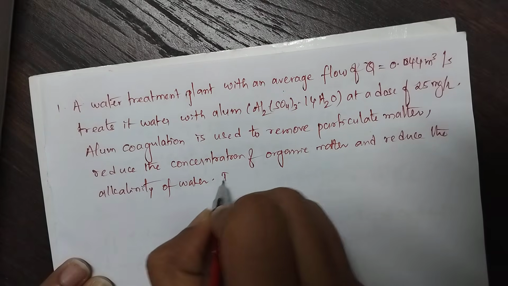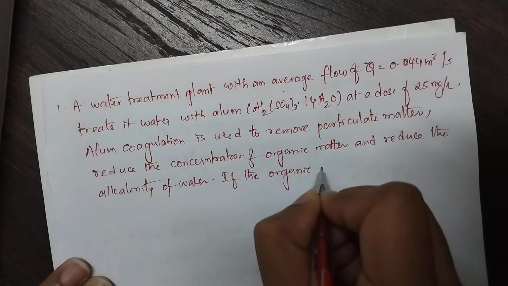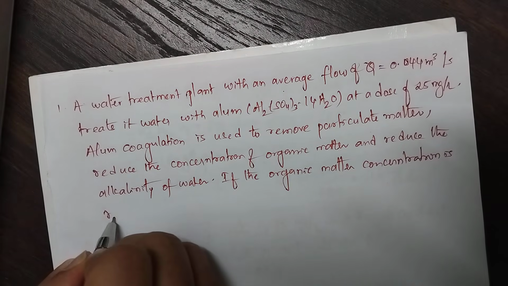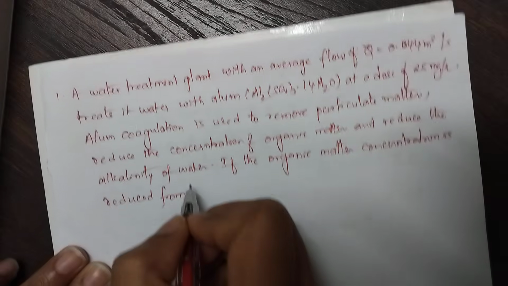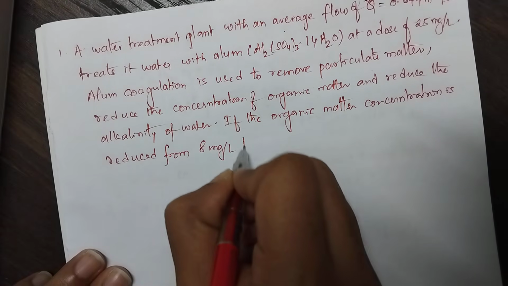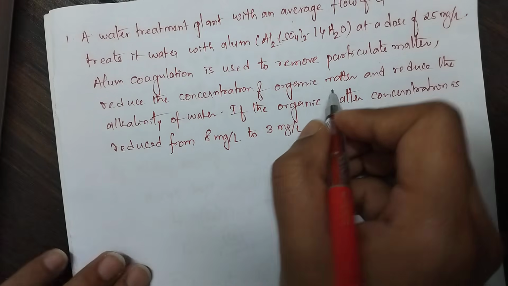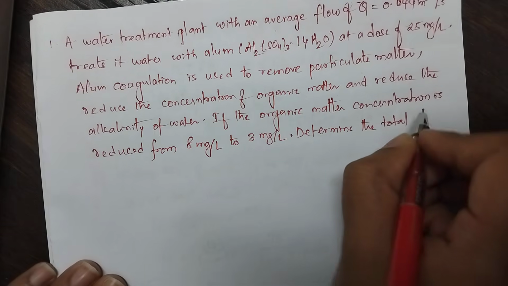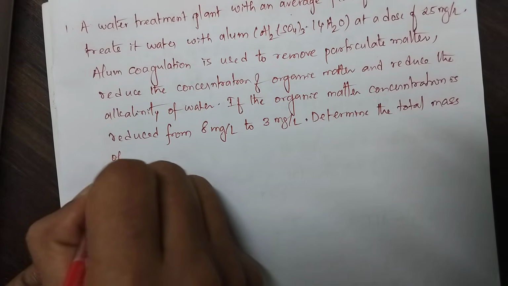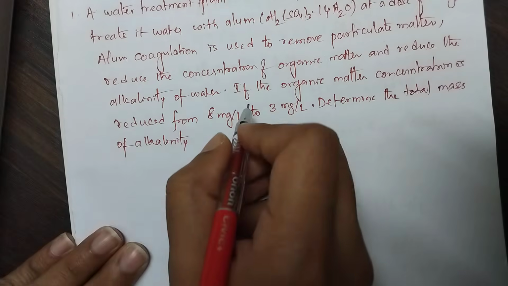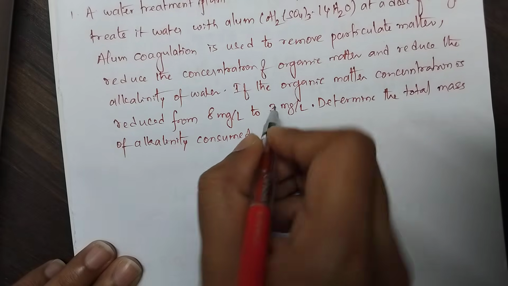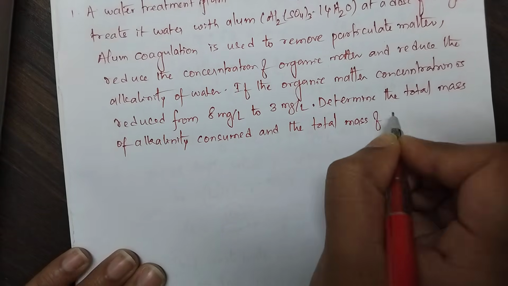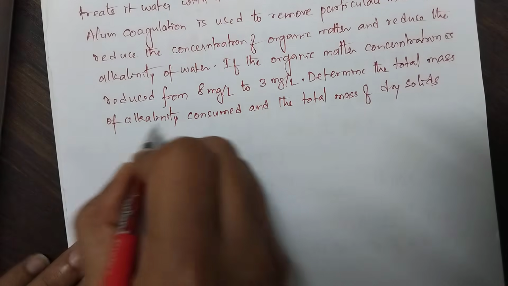If the organic matter concentration is reduced from 8 milligram per liter to 3 milligram per liter, determine the total mass of alkalinity consumed and the total mass of dry solids removed per day.